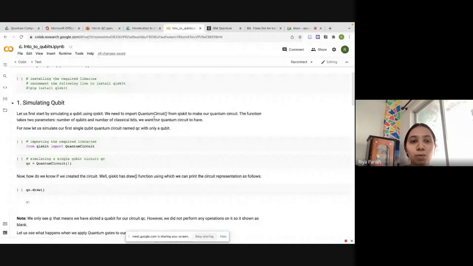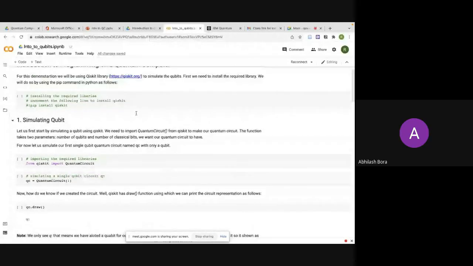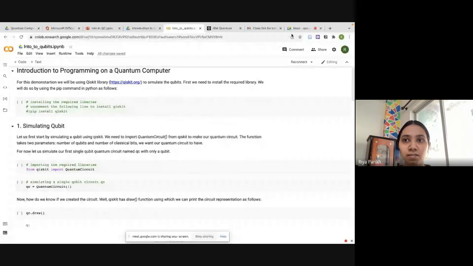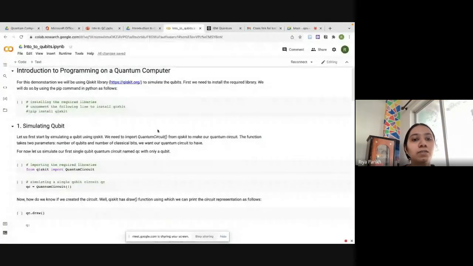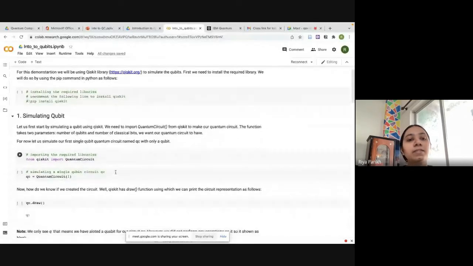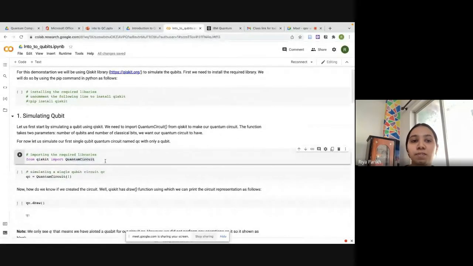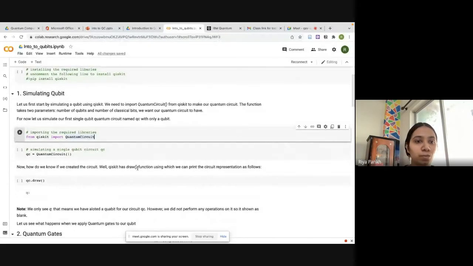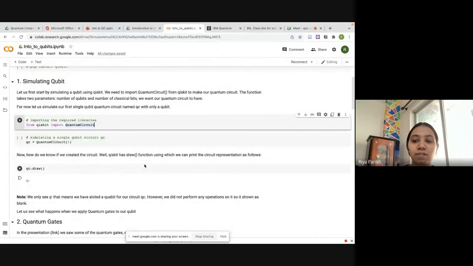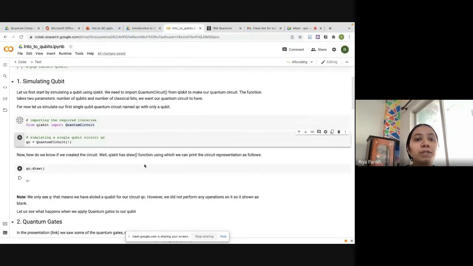So, I'm simulating a qubit using a quantum circuit. I'll share this file with you also, so it won't be a problem. You can check it by yourself. We use the quantum circuit function to create a circuit named QC. Since it's a single qubit, we write 1.